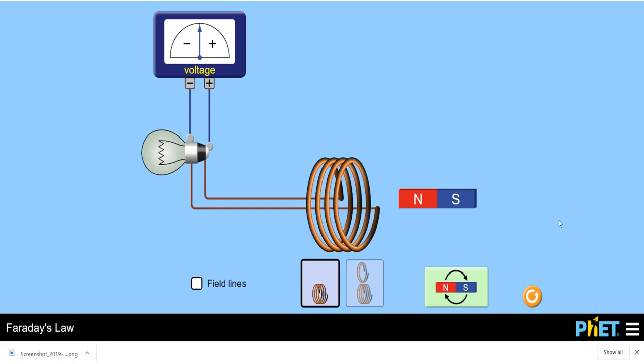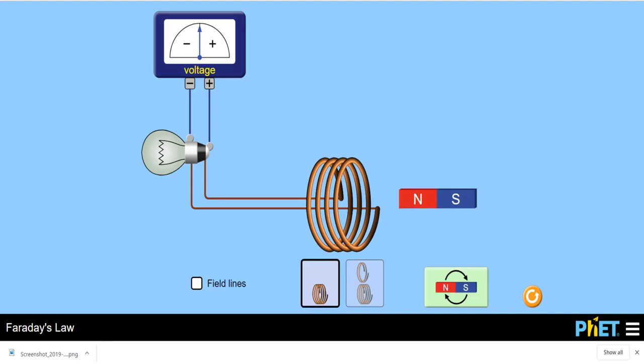I am Lalit Vasist. In this video, we will discuss Faraday's law of electromagnetic induction. For this, we will use this simulator, and with the help of this simulator, we will understand all the basics of Faraday's law of electromagnetic induction. So let's start. First of all, what is Faraday's law of electromagnetic induction?